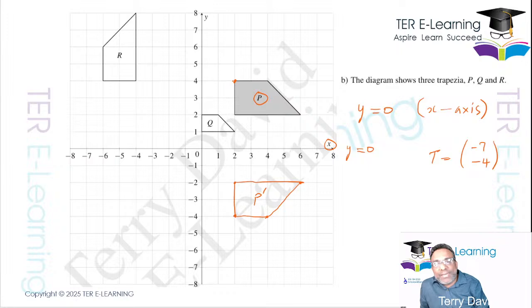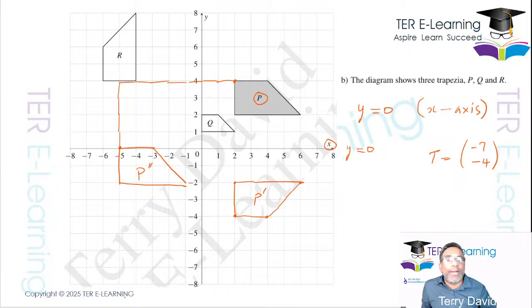So -7 means you're going to go 1, 2, 3, 4, 5, 6, 7. So that's -7. And then you're going to move 4 downwards. So you're going to go 1, 2, 3, 4 downwards, right? So therefore, this here will be the top right-hand side of the trapezium. So I don't need to do anything else. I can go ahead and complete the trapezium. So that's here. And then the base is 1, 2, 3, 4. And this here is your P double prime, right?